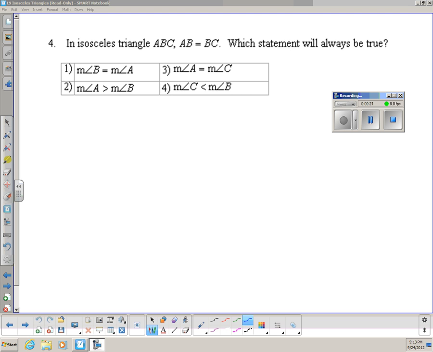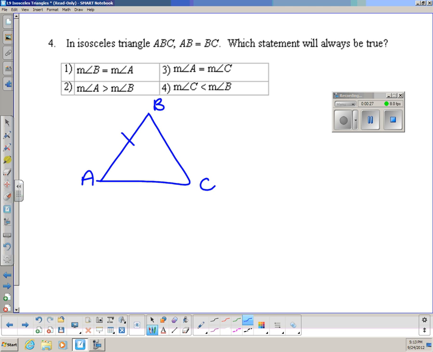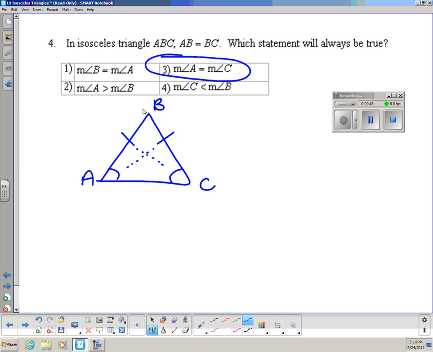I'm going to draw my isosceles triangle, ABC. They say AB is congruent or equal in length to BC. An isosceles triangle has two equal sides, and therefore it has two equal angles that are opposite the congruent sides. So I'm labeling those now. So I know angle A has to be congruent to angle C, choice 3. That happened to be one of Regents multiple choice questions that is pretty easy.